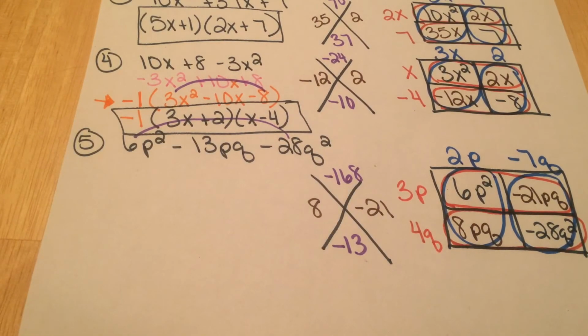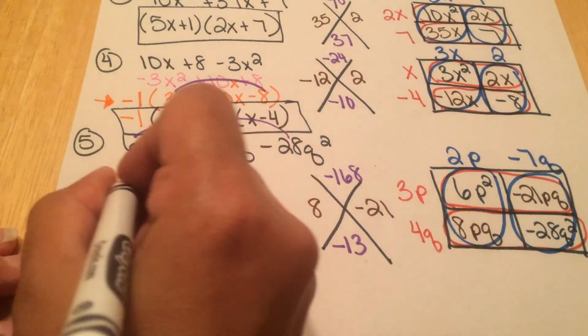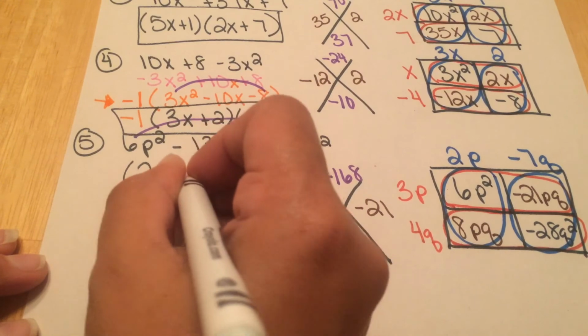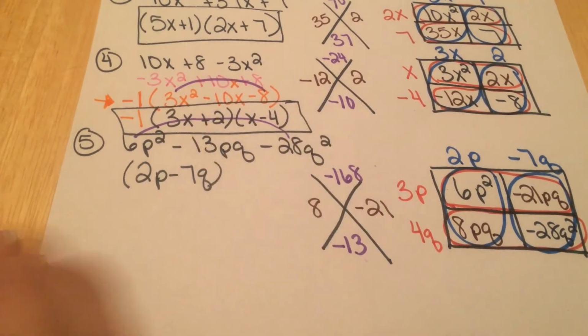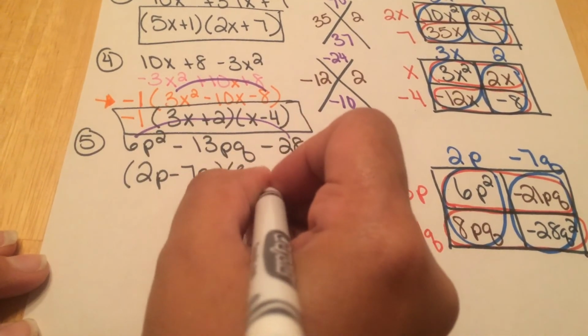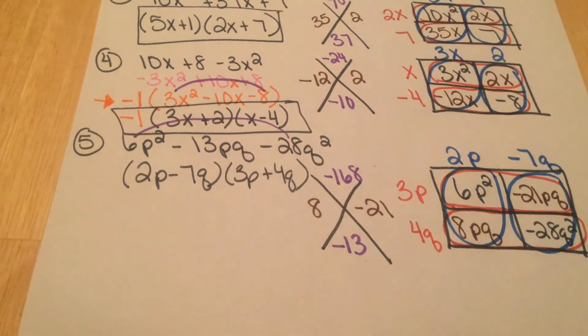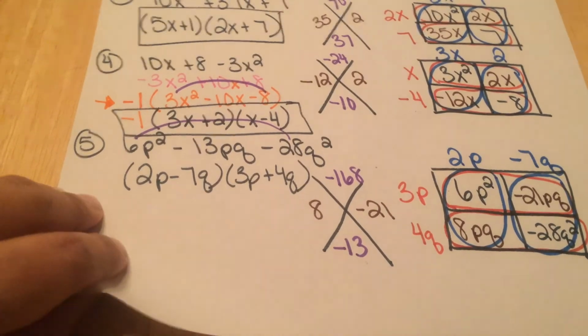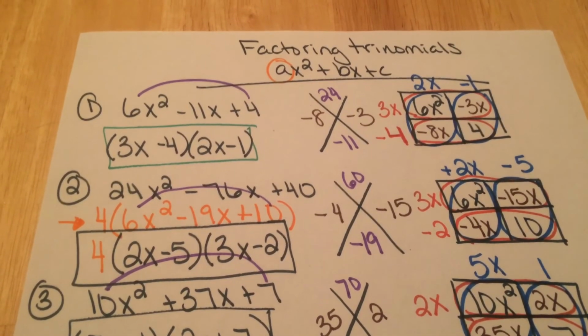we get that PQ that we need to have. We've had nothing factored out, so I can just go ahead and write my factors here. 2P minus 7Q times 3P plus 4Q. And we're done. And we're done with factoring trinomials in the form ax squared plus bx plus c.